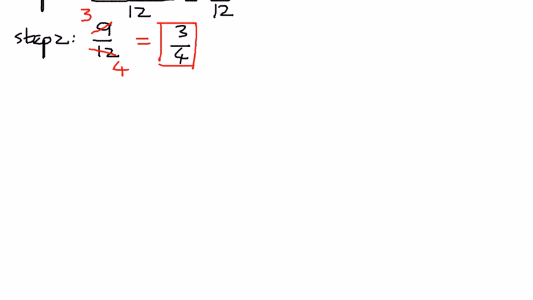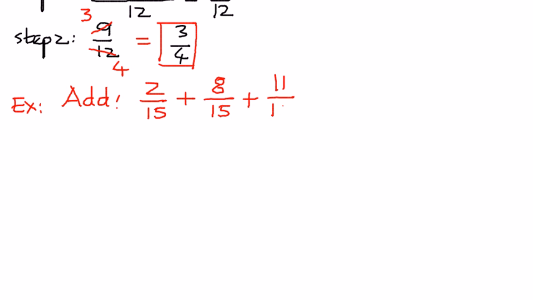In this case, let us say we have three fractions to add. We want to add 2 over 15 plus 8 over 15 plus 11 over 15. As long as the denominators are the same, we're going to write the denominator once. We're going to write a common denominator. We call it a common denominator, and we combine the numerator parts.